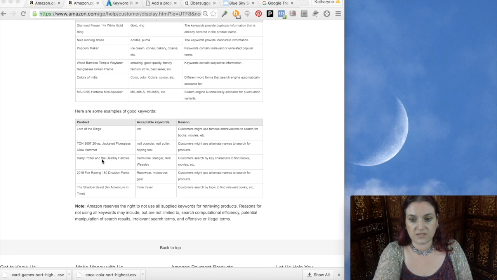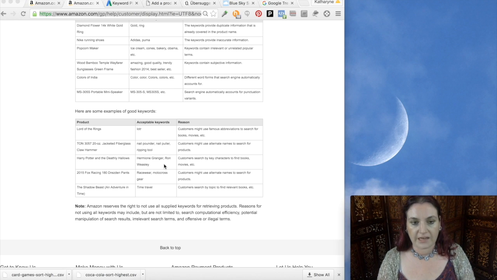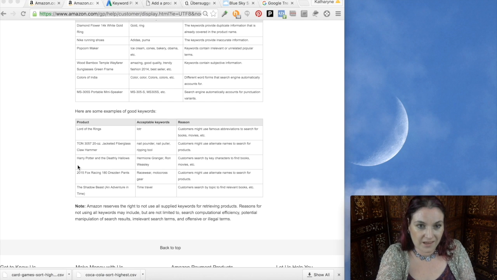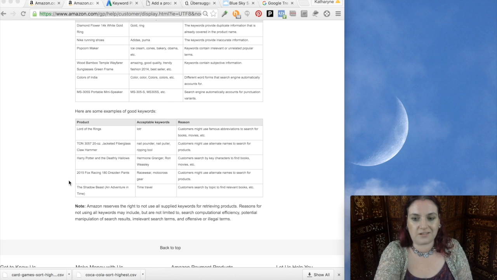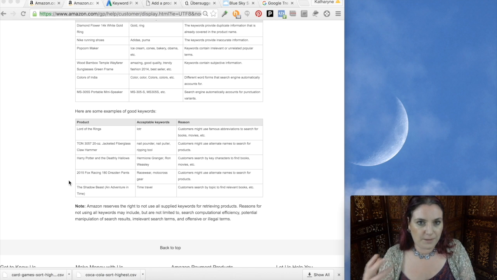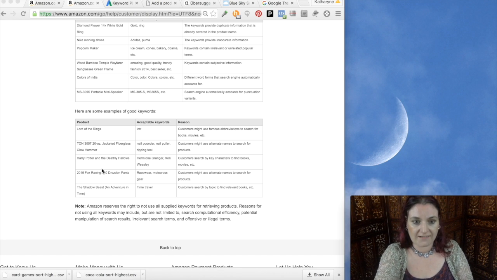Another thing that's really interesting, it uses the example of Harry Potter, and it says acceptable keywords would be Hermione Granger, Ron Weasley. So if you're selling a character product, then you could absolutely consider using the various characters from that show or that book. That's a great tip, and something that I think goes overlooked a lot. If you were selling a Ninja Turtle lunchbox, then put the names of the Ninja Turtles, because a lot of people will search just for one particular character.